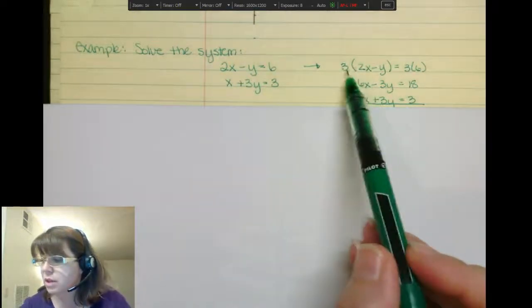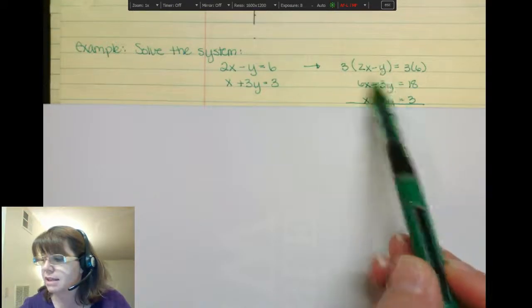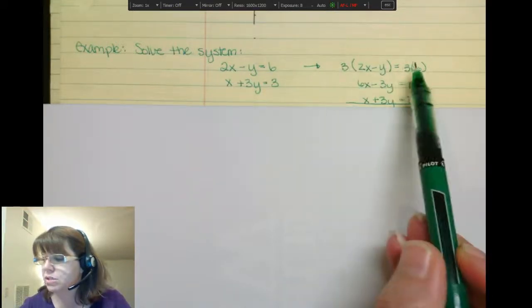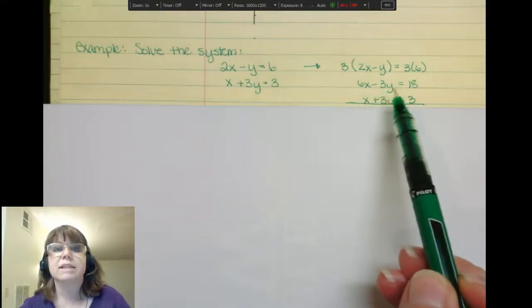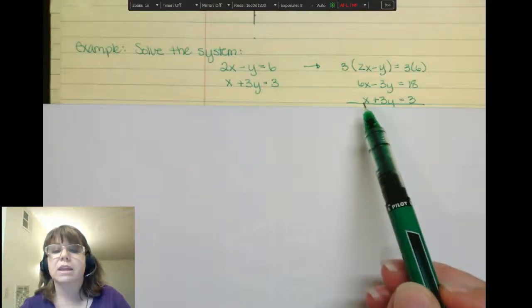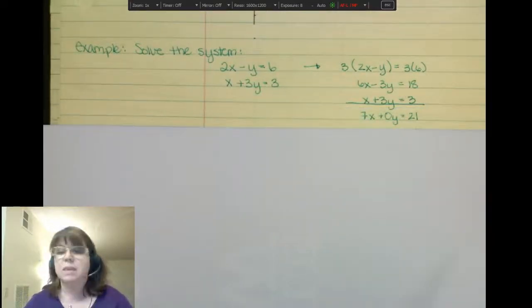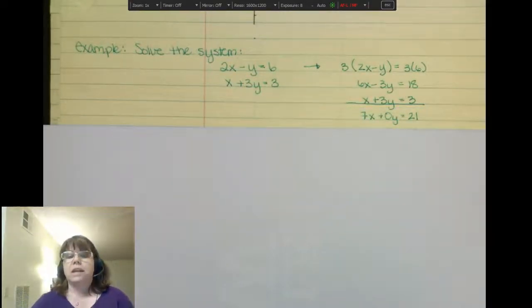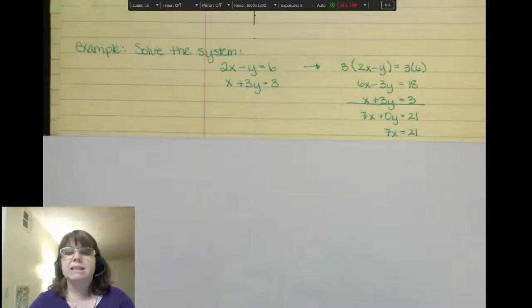So I'm going to multiply 3 to 2x, get a 6x. 3 to -y gets me -3y, and 3 to 6 gets me 18. So my new equation is 6x minus 3y equals 18, and then I'm going to combine it with x plus 3y equals 3. That gives me 0 y's, which is the whole point. I need to eliminate at least one of the variables. 7x equals 21. I can solve for x, and x equals 3.